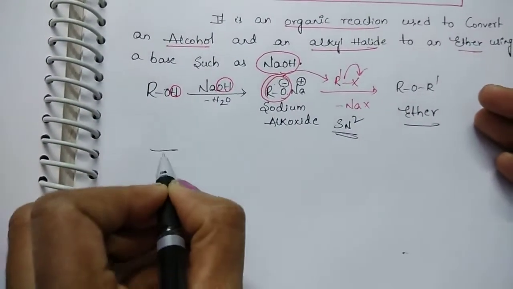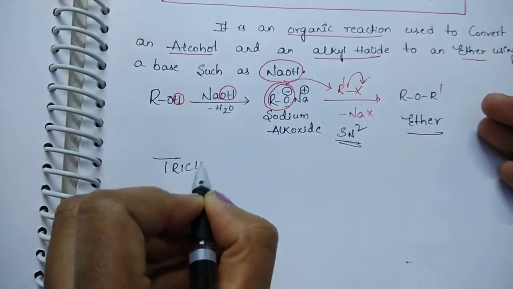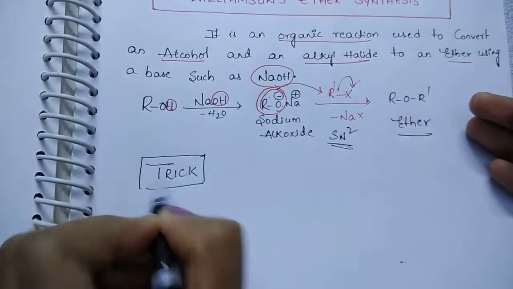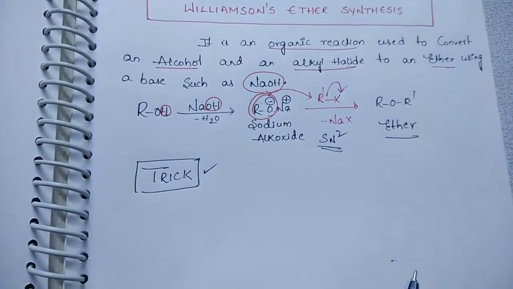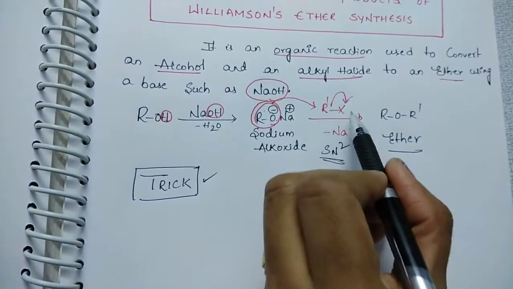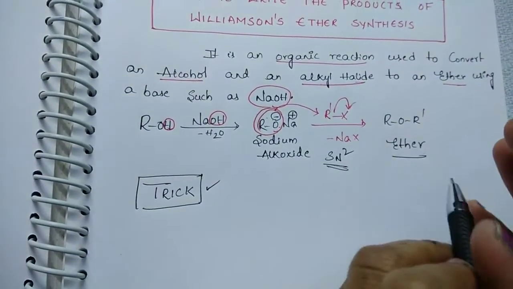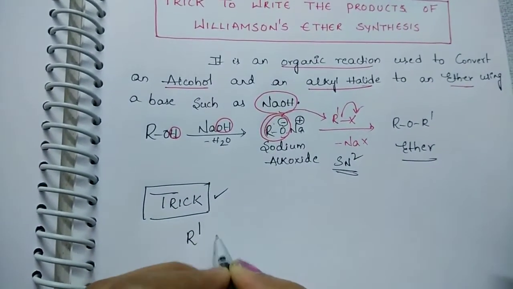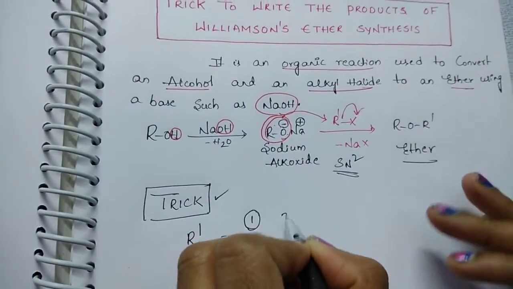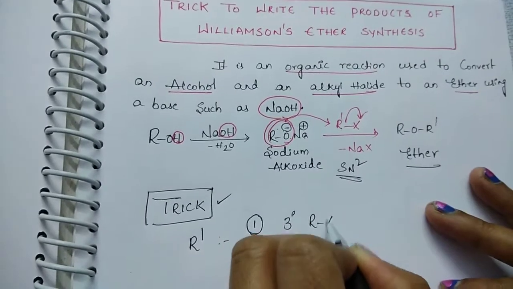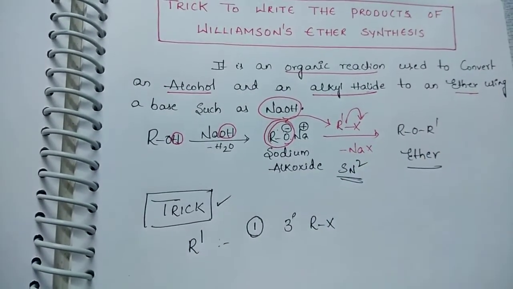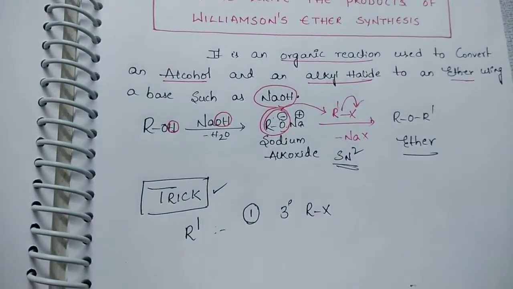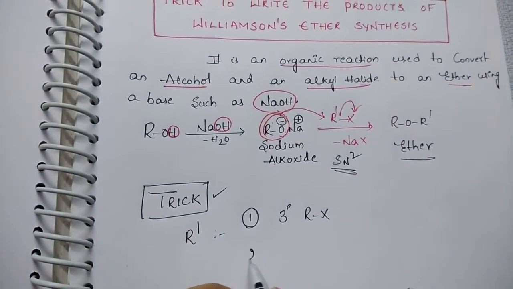And now I am going to discuss the trick. See, this trick is useful for you. Listen carefully. This alkyl halide plays an important role here. The alkyl halide, this R dash group, should not be a tertiary alkyl halide for the preparation of ether.